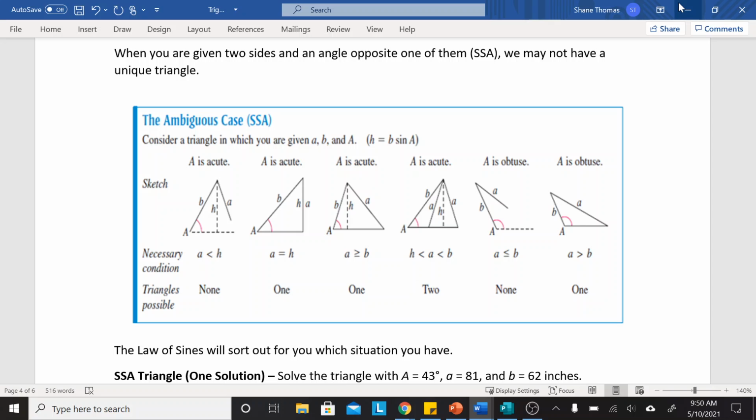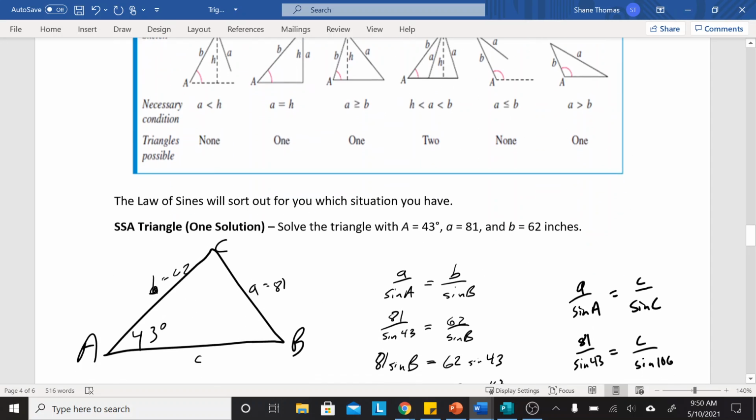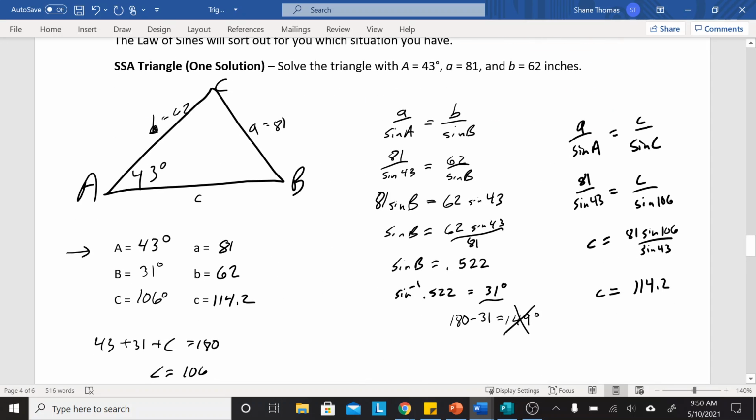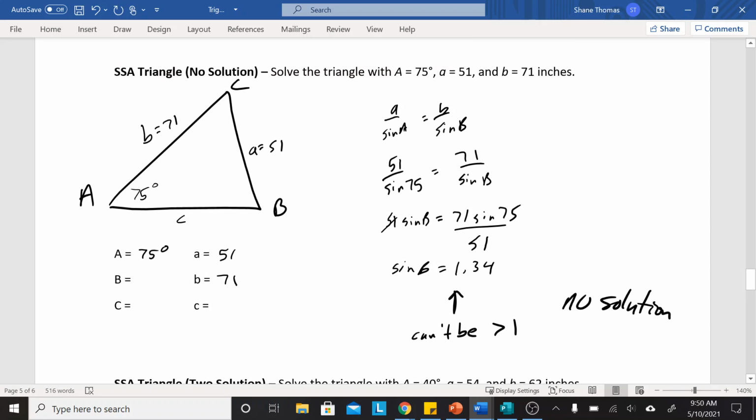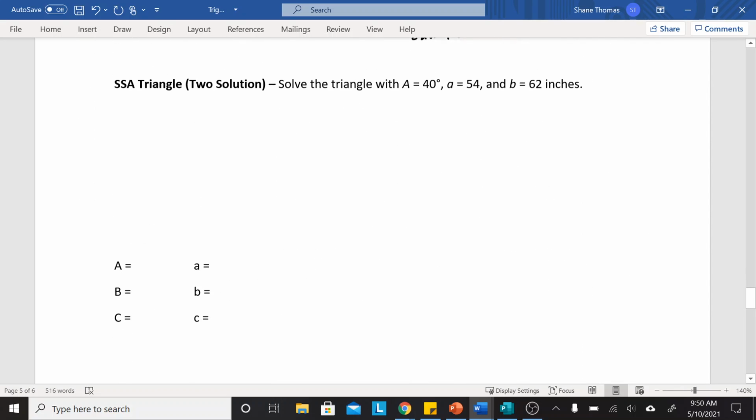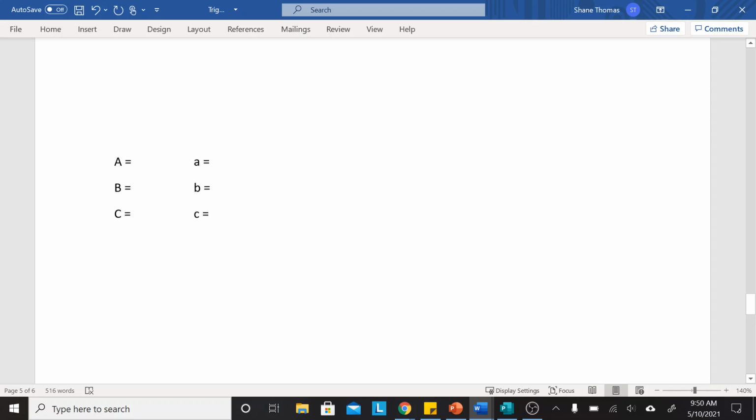Okay, we did one where we had no solution. We did one with one solution because you had to check both of the possible angles. We got a 31 and 149. The one did not work, therefore we only had one solution. We did a no solution because in this case we had a value of sine equal to a value over 1, which is impossible. That's why this is a no solution. Last one we got to look at is the two solution.